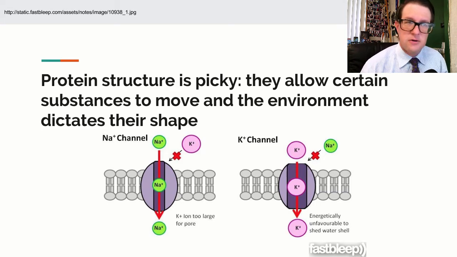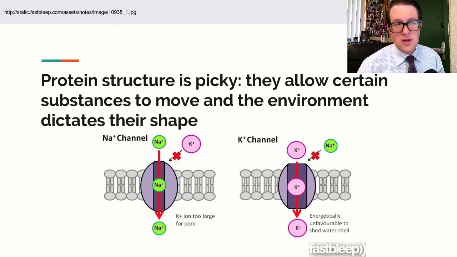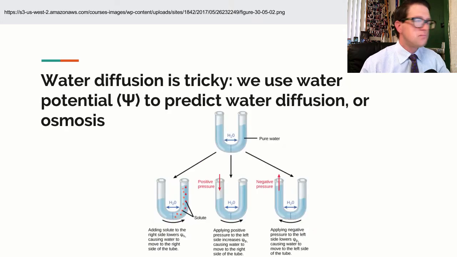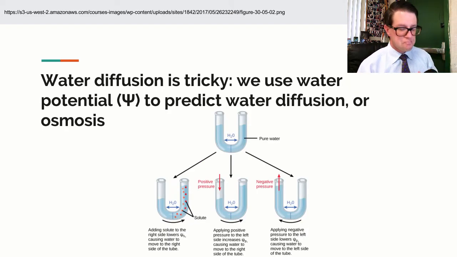It's not allowed. Similarly, potassium, which turns out to be bigger than sodium, a potassium gate or a potassium channel will only allow potassium to move. It will not allow sodium to move, even though it's smaller. It won't fit. Proteins are picky. And if I do things to warp their environments, I end up warping the protein. So it's why, in part, cells are very nitpicky about maintaining their shape or their internal composition.